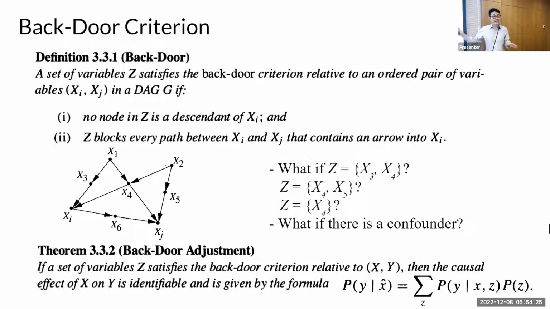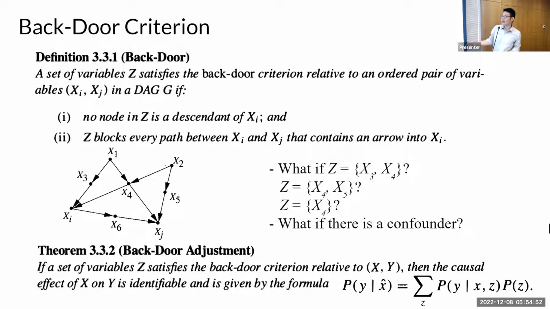So you can check the condition. If you have the graph, you can easily check whether the backdoor criterion is satisfied. And if that's the case, you can immediately find the causal effect of X on Y. So if Z satisfies the backdoor criterion relative to X, Y, now the causal effect of X on Y can be written this way. Sometimes we say probability of Y given X hat, or sometimes we say P of Y given do X. It's the same thing, just a causal effect. Different people use different notations.